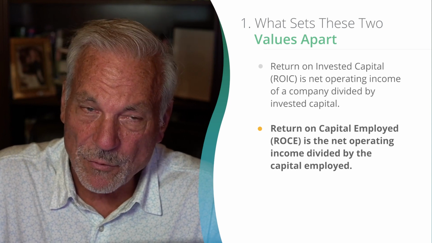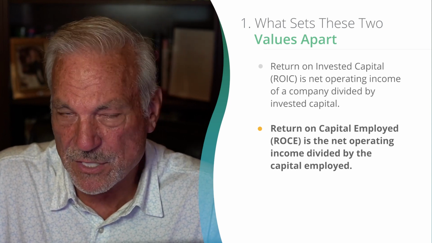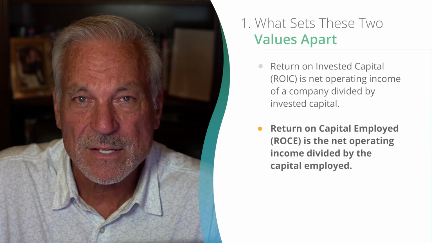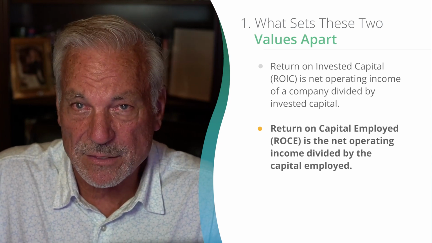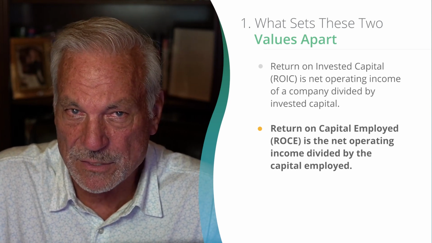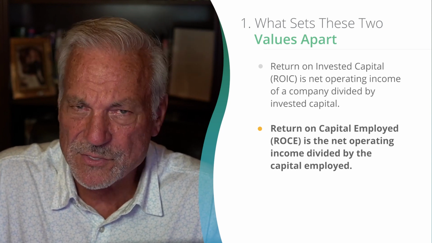Okay, now notice they're both divided into the same numerator. So the denominator is the only thing that's different here. ROCE calculates the profits a business can generate using the capital employed. All right, it's very similar things.